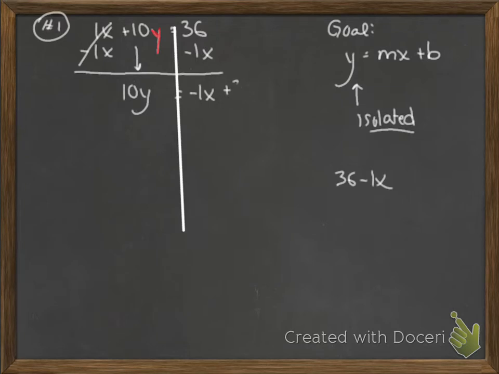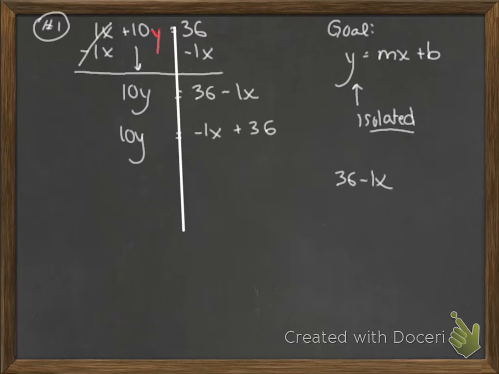Again, if you're more comfortable, or if that weirds you out, if you're more comfortable doing 36 minus 1x first, and then taking an extra step to rearrange it so that the mx, the negative 1x, is first, and then the constant is second, you're more than welcome to do that. Or you could even do it at the end. This is just the way I do it to save myself some time and energy.